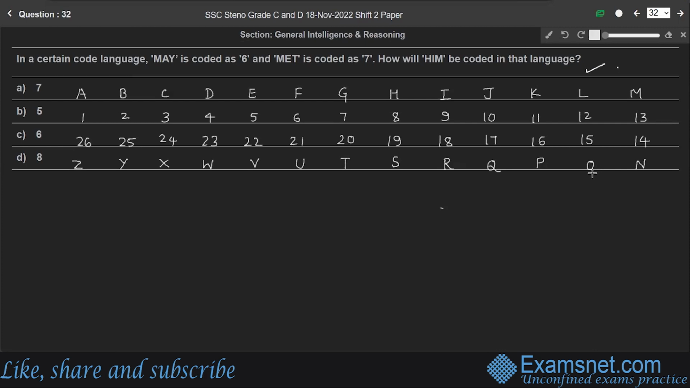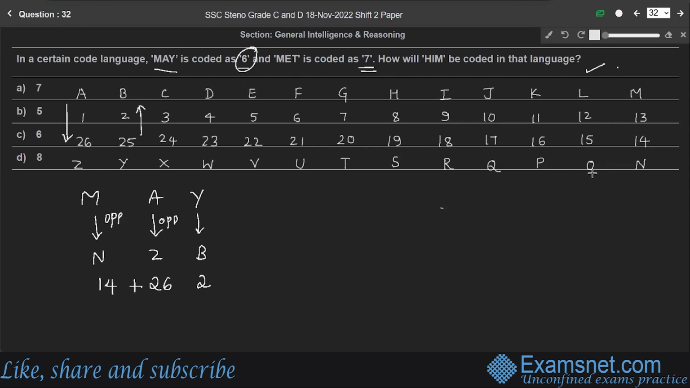Question number 32. In a certain code language, May is coded as 6, Met is coded as 7. How will Him be coded in that language? So we'll consider the word May. To get the code for May, we'll consider the opposite positional value of the letters of the word May. Opposite to M we have N, opposite to A is Z, opposite letter of Y is B. And their positional values are N is 14, Z is 26, B is 2.